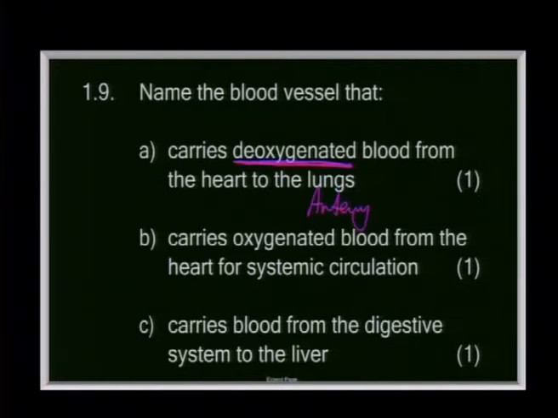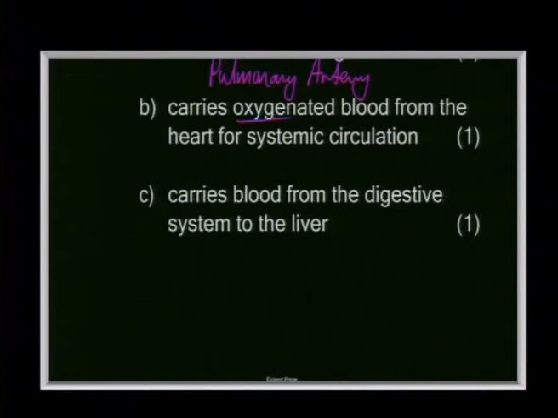And if it's going to the lungs, and it's the blood the lungs work with, it'll be the pulmonary artery. All right? That carries oxygenated blood from the heart for systemic circulation. So it's leaving from the heart, it's going to be an artery. What's the main artery for systemic circulation? It is the aorta. Okay? And then carries blood from the digestive system to the liver.